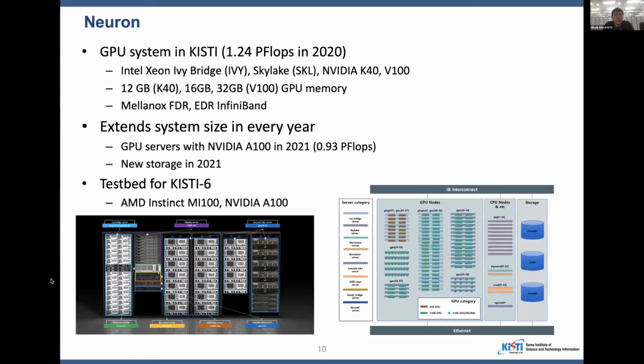So the system is expanded every year, and this year, GPU servers with NVIDIA A100 were scheduled to be deployed in June, but it was delayed due to supply disruption. And it is also used as a testbed for KISTI-6. So various accelerators such as AMD GPUs are being used as internal dedicated nodes.